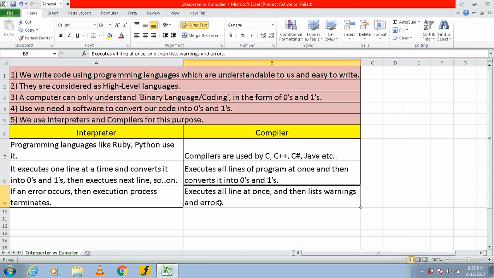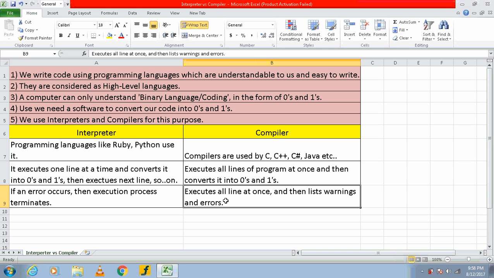What happens when an error is encountered while we are working with a compiler? So, a compiler executes all lines of a code at once. Then in the end it lists the errors. It lists warnings as well as errors.